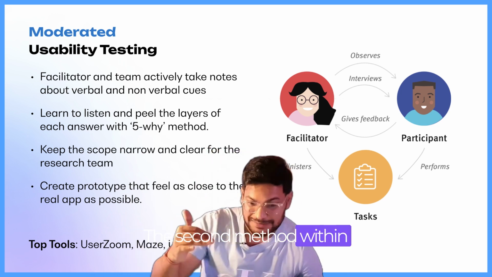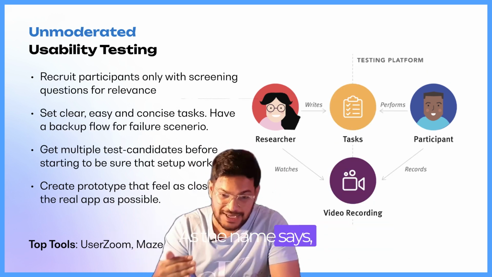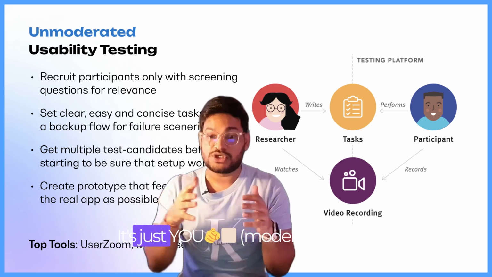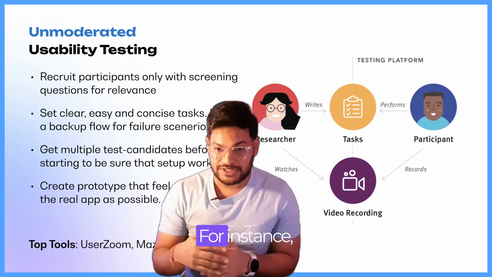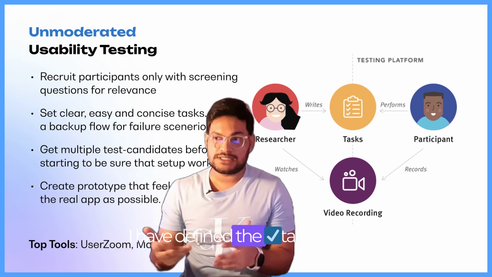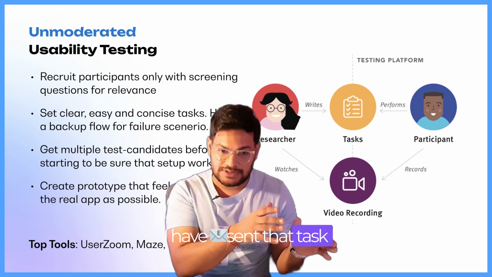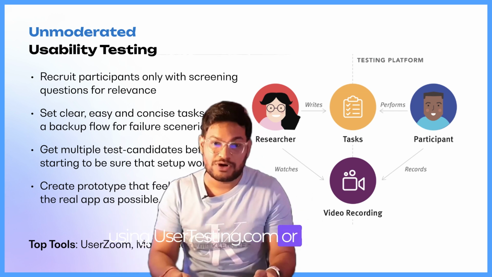The second method within that is unmoderated usability testing. As the name says, everything stays the same. It's just you won't be there. You define the task. For instance, I've defined the app, the Tata Click app. I've defined the task, shop for a sneaker for yourself, and that's about it. I've sent that task using usertesting.com or UserZoom.